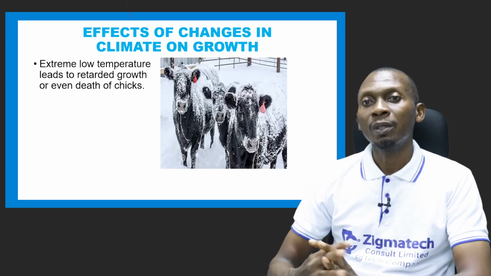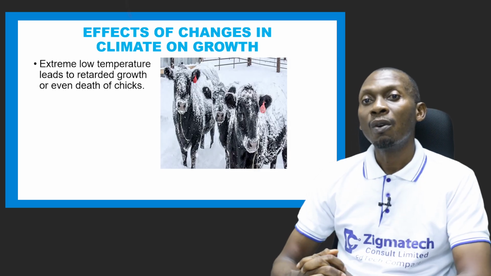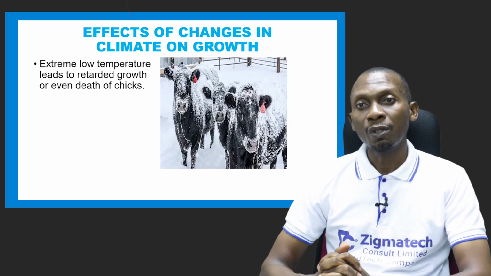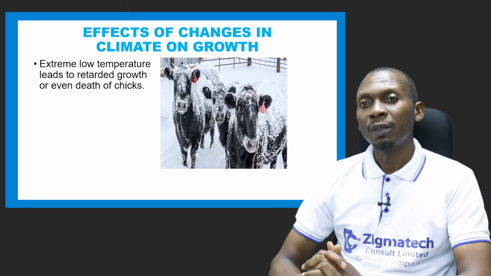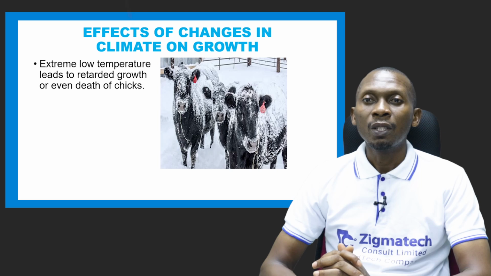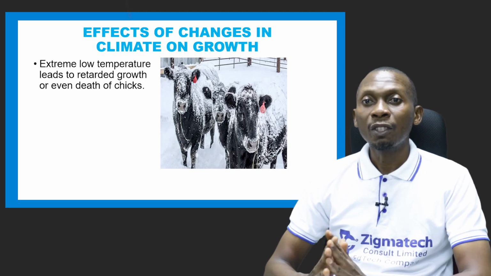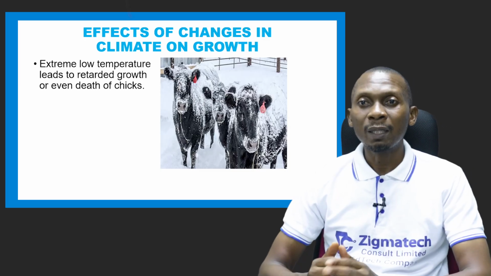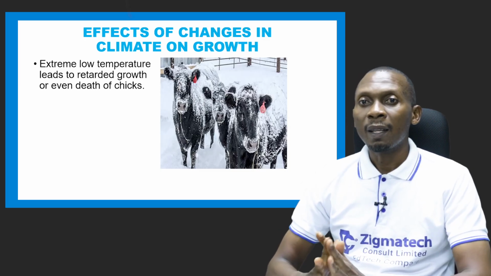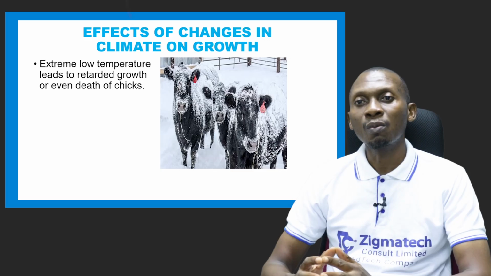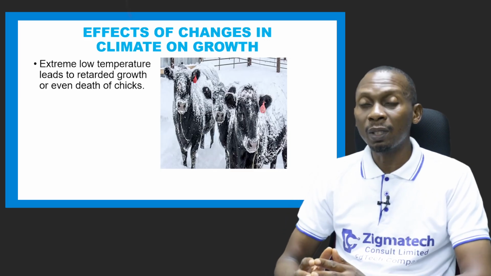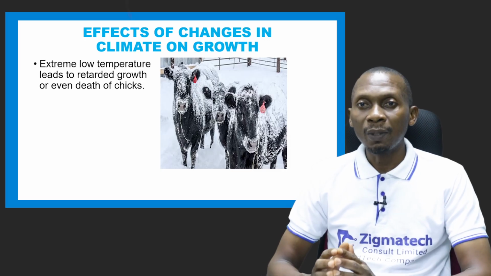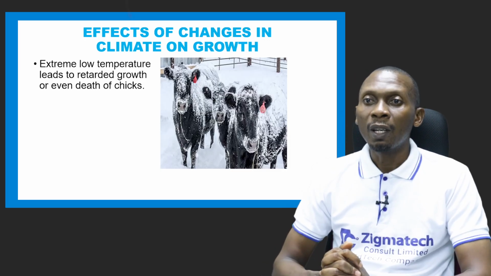Extremes of low temperature lead to retarded growth or even death of chicks. Now, chicks are very sensitive to temperature, especially poultry animals. They are sensitive to heat stress and also to cold, especially when they are chicks. And that's why in poultry production, you need to provide some form of warmth during the brooding stage of these animals to reduce the mortality rate, which has to do with the death of chicks.